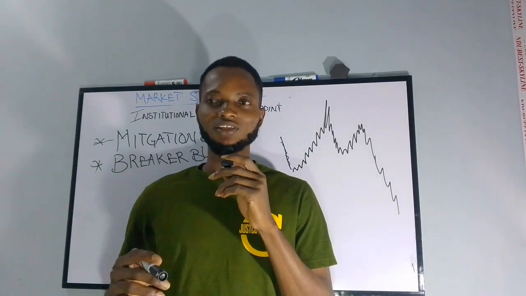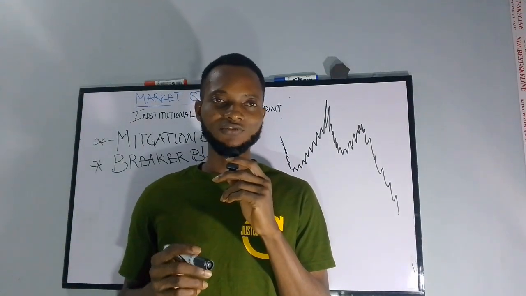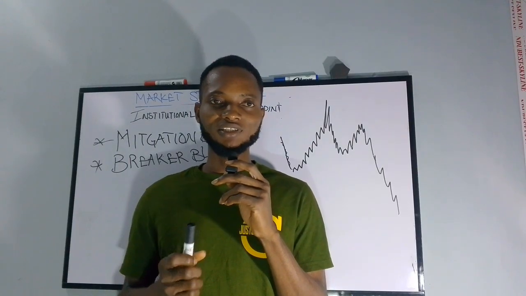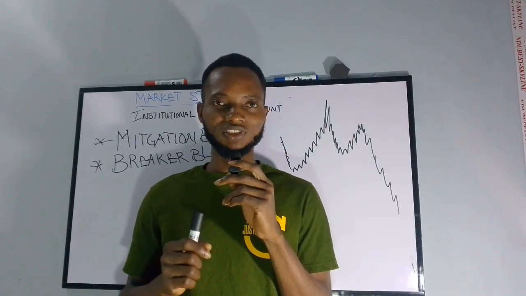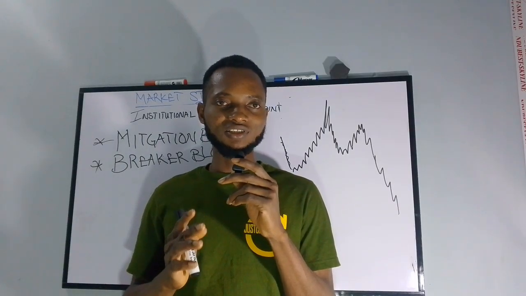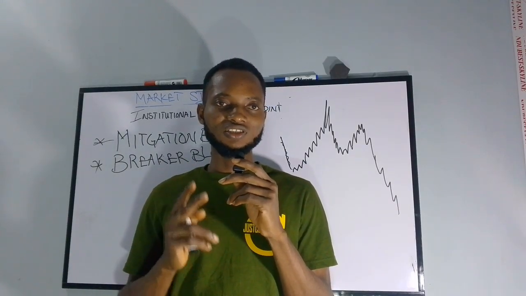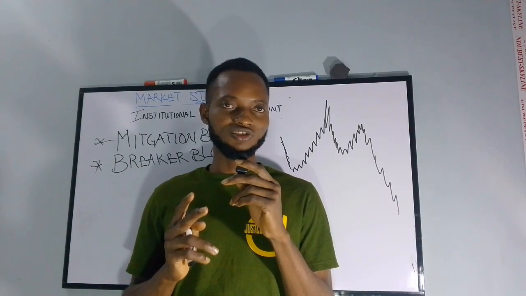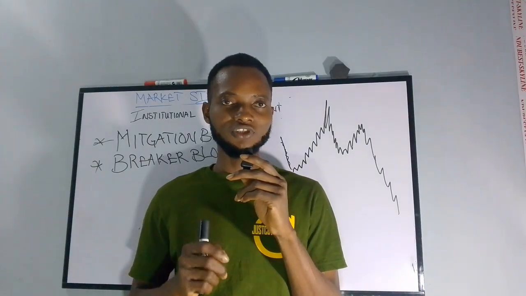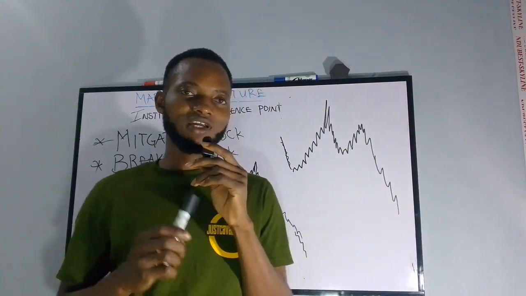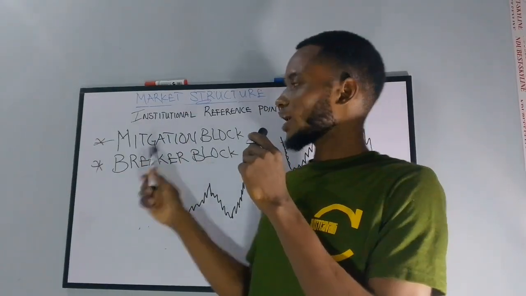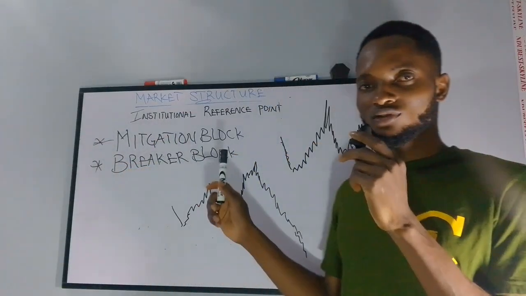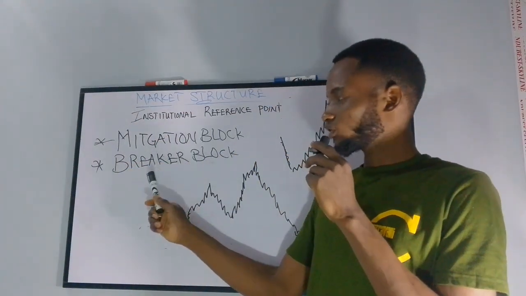I made a video recently on institutional reference points and I explained what fair value gap and order block are, and I said I'll be explaining two of the institutional reference points in every video. Today I'm going to explain what I call mitigation block and breaker block. Mitigation block and breaker block.